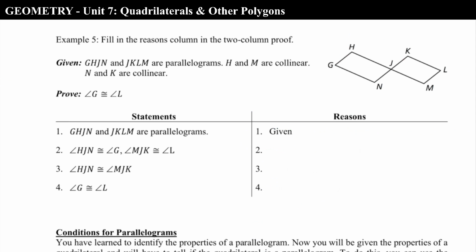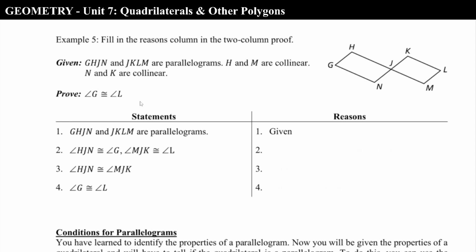All right, let's check out this proof. In example 5, we need to fill in the reasons. So we're given that GHJN and JKLM are parallelograms. H and M are collinear. Okay, they're in the same line, which means HM is a line. And N and K are also collinear, which means that this is a line. Basically, what we're showing here is that we have a straight angle here. J is a straight angle for both this line and this line. So we don't have any other angle measure other than 180 degrees for these lines.